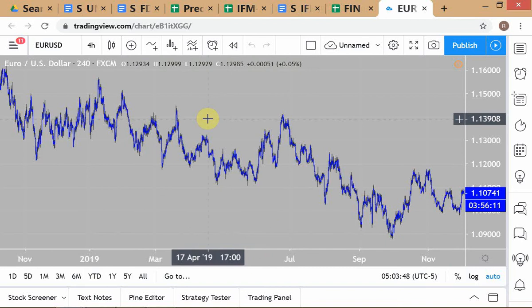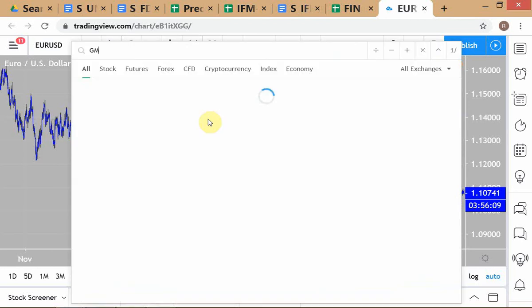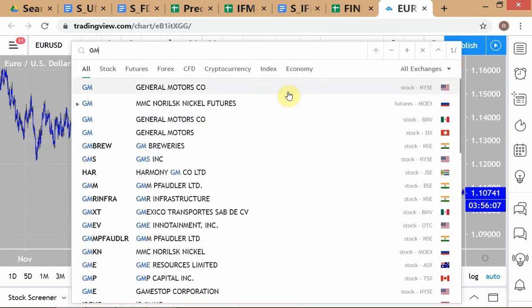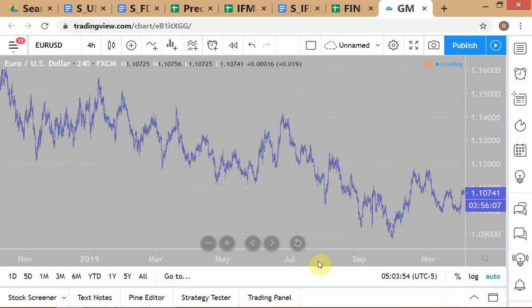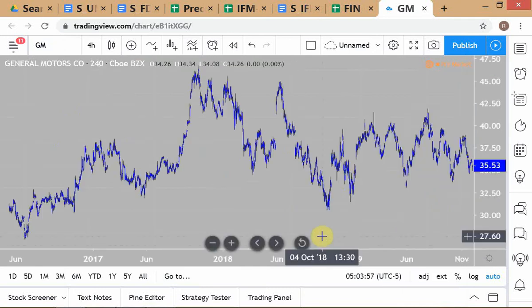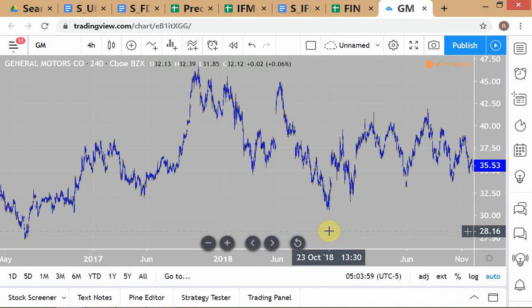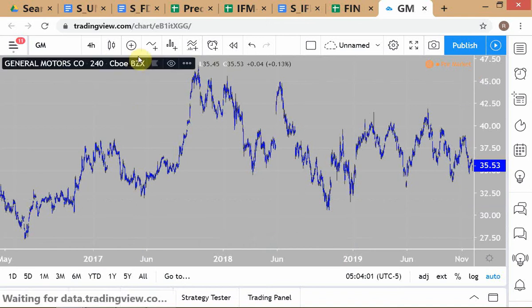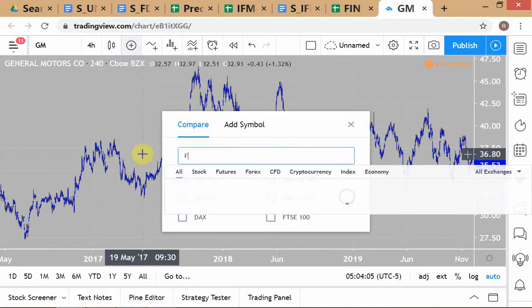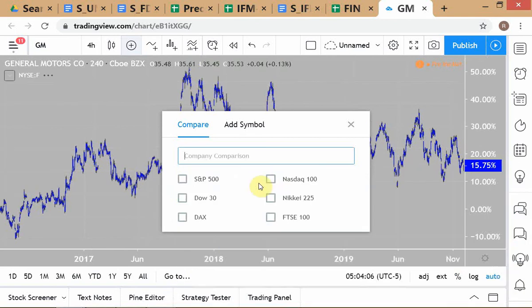Okay, so let's do one thing. Let's make this a chart of GM. I think everybody understands GM, General Motors, a very big car company. And then we are going to do a comparison, or add, let's call it Ford Motor. So let's compare GM and Ford.